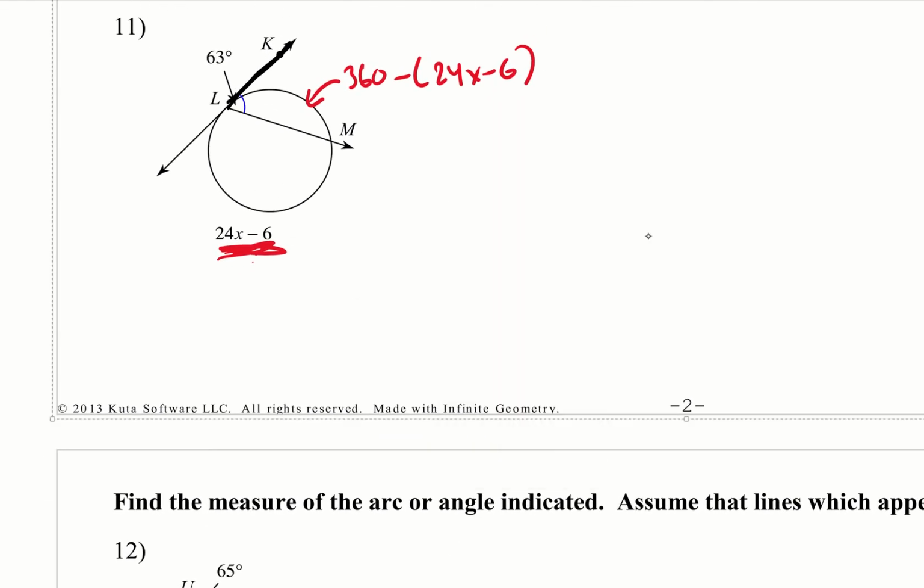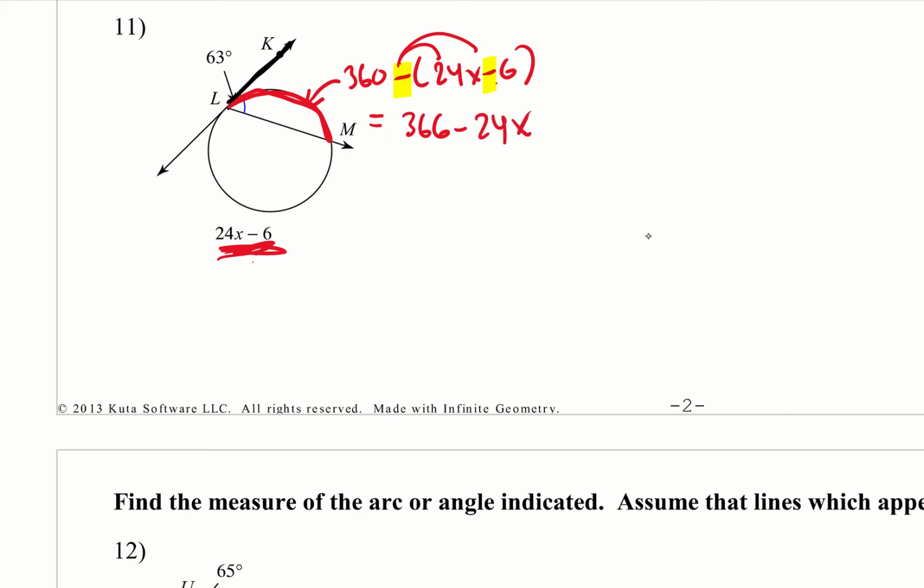So let's figure out this red arc by simplifying this. Let's distribute the negative. Two negatives make a positive, so this double negative is basically 360 plus 6. So it's going to be 366 minus 24x. There's our red arc here. So now we can say that this is half that, or we could just double this to get that.